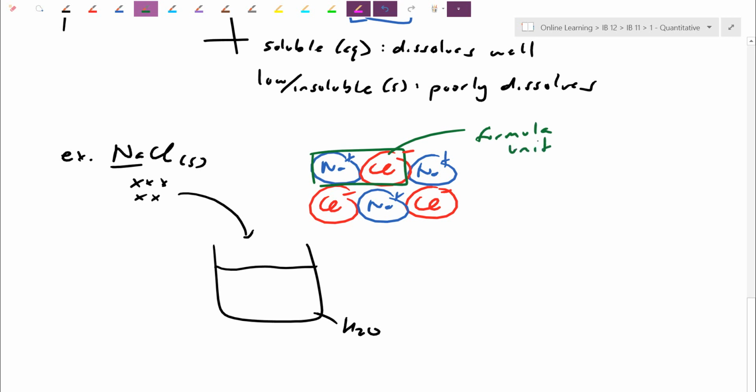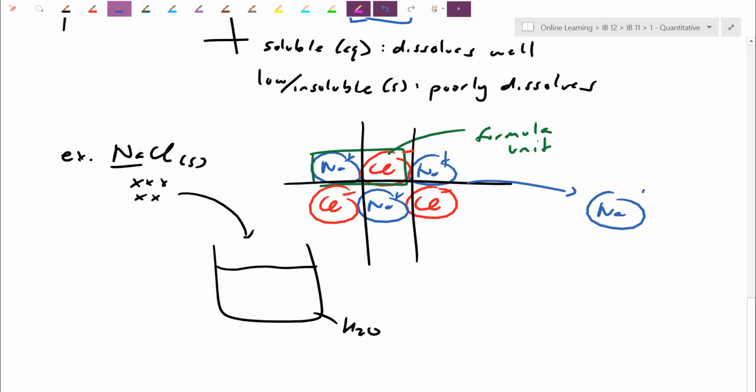We want to know what water is going to do to this. When you drop this in, it almost looks like a decomposition. Water is going to come in and break up some bonds. It's going to separate this lattice and pry apart the sodium from the Cl. You're going to end up with many Na pluses swimming by themselves and Cl minuses swimming by themselves. So water has separated the positive from the negative.